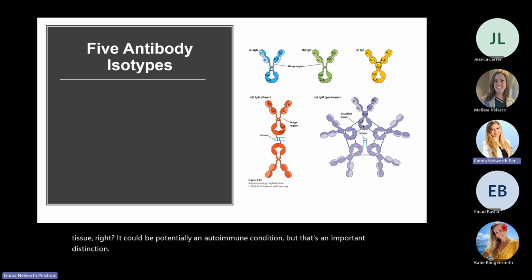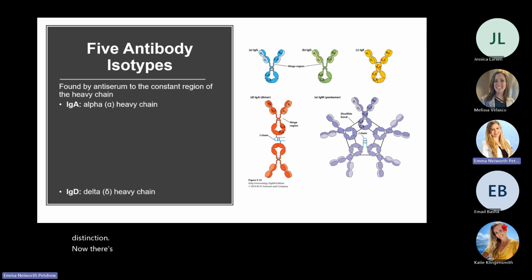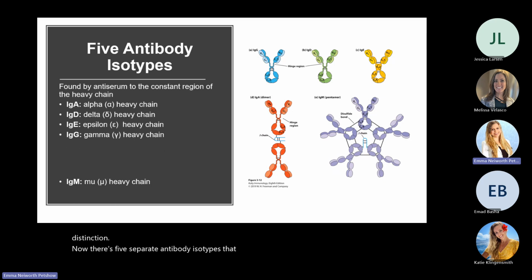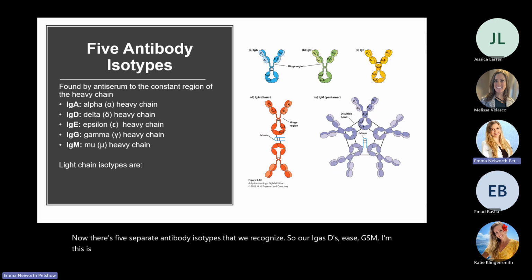Now there's 5 separate antibody isotypes that we recognize. So our IgAs, Ds, Es, Gs, M. This is all defined by the heavy chain constant region. So this lower region down below here, IgM being the largest. Let's see, what else is important to note here.